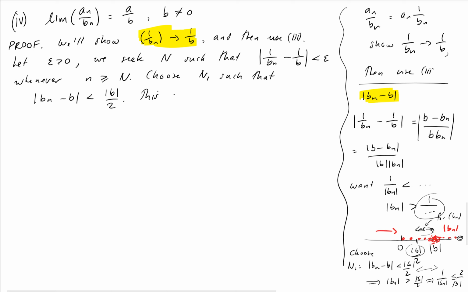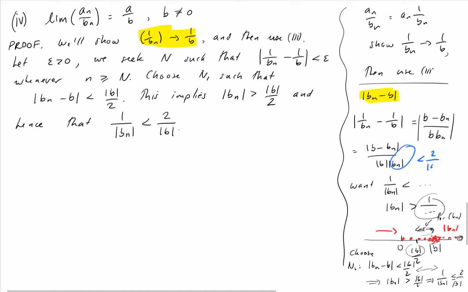Then this implies that the absolute value of Bn is greater than the absolute value of B over 2, and hence that 1 over the absolute value of Bn is less than 2 over the absolute value of B. Okay, so this part here is less than 2 over the absolute value of B.